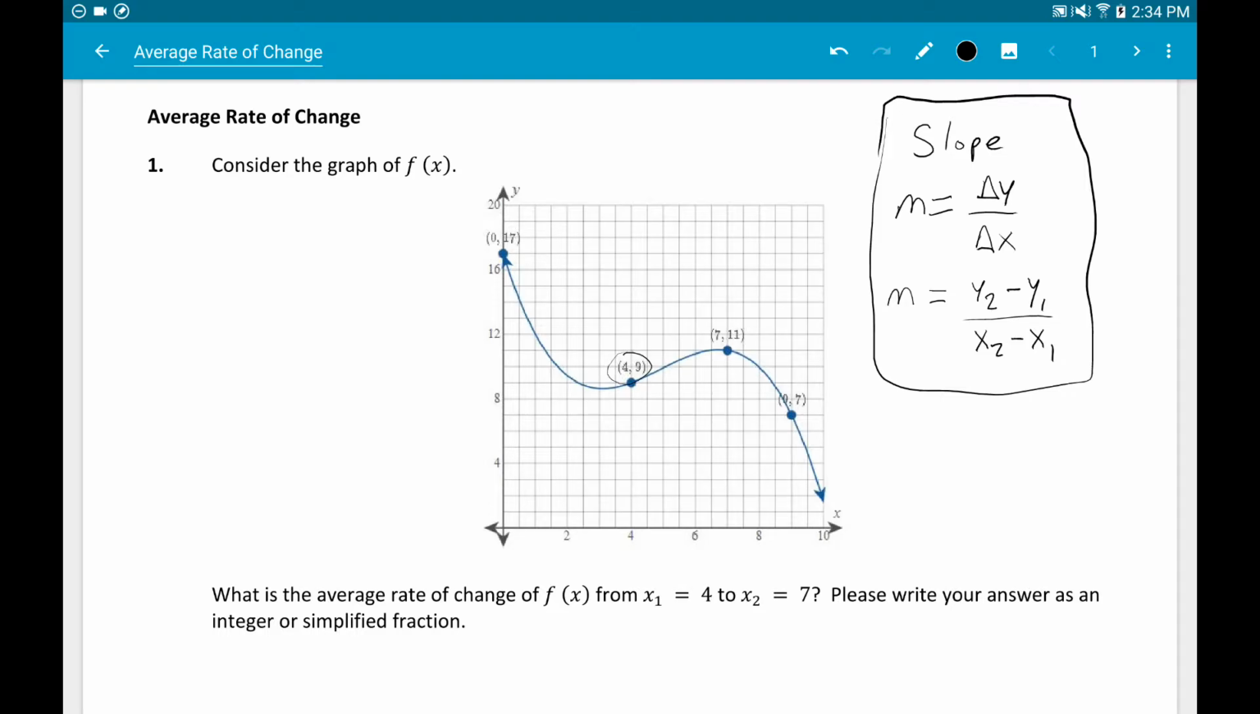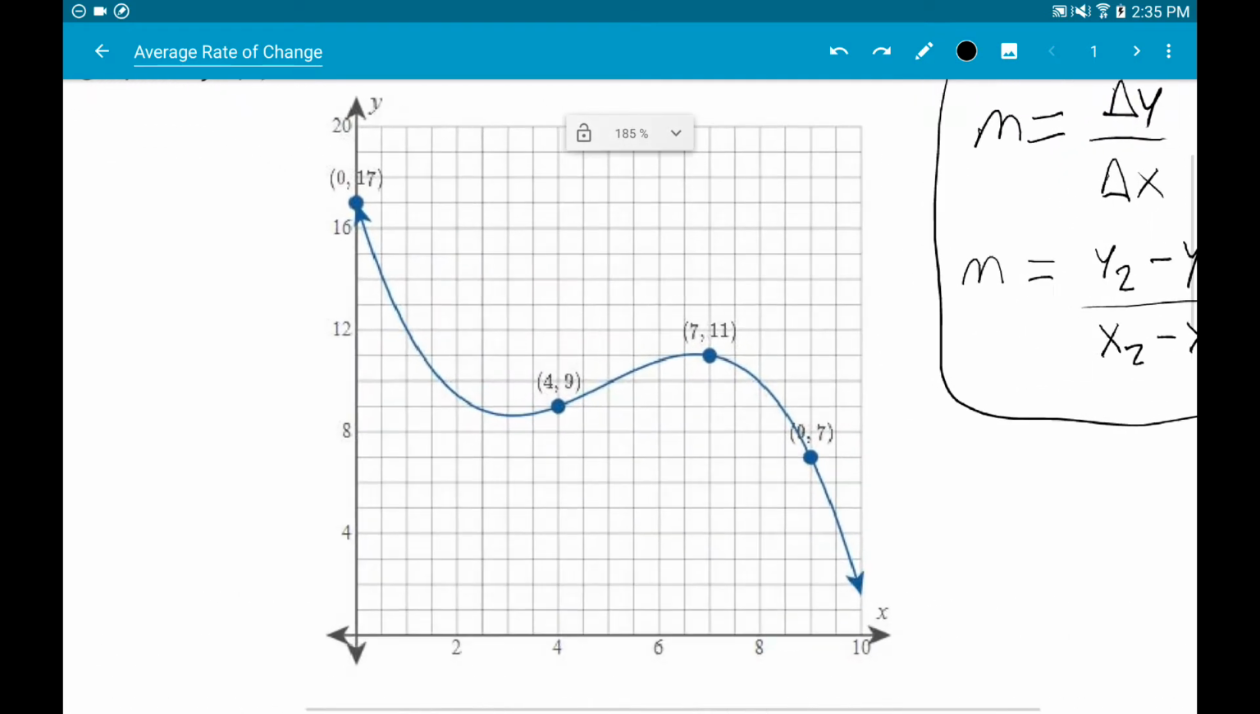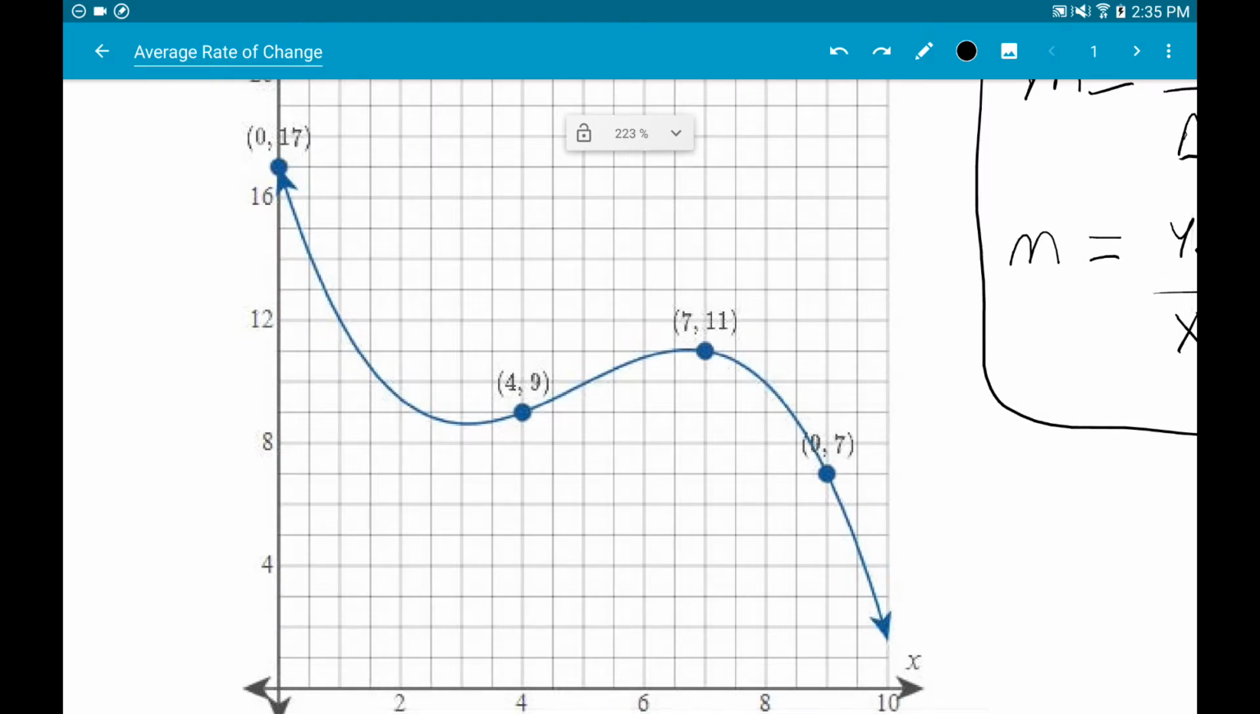X sub 1 is 4 there. It's 4 comma 9, so 4 is the x value. And x sub 2 is 7, so that's going to be this point here. The x value is 7 there. Okay, so specifically those 2 points. So the idea is if we drew a line directly between those, let me zoom in some here. Okay, from this point straight over to this point. Again, that's supposed to be a straight line between the points. If I could get the slope of that line, then I would have the average rate of change between those 2 points on the graph.